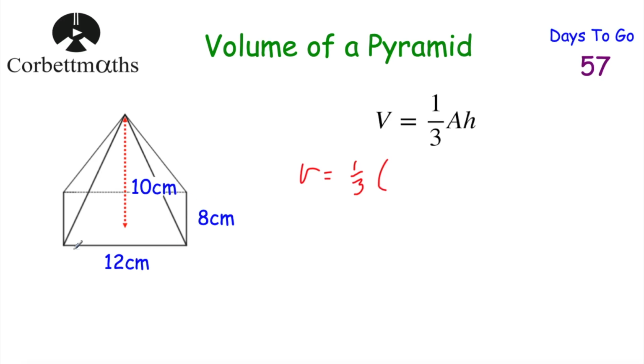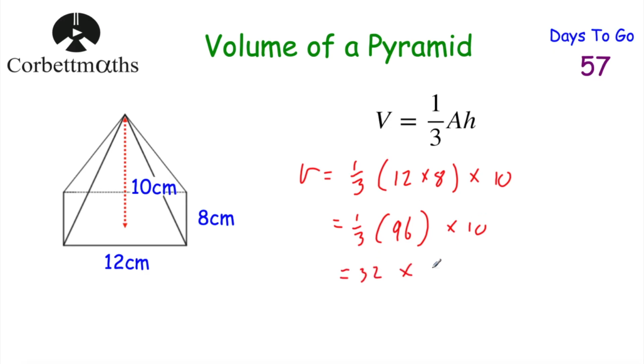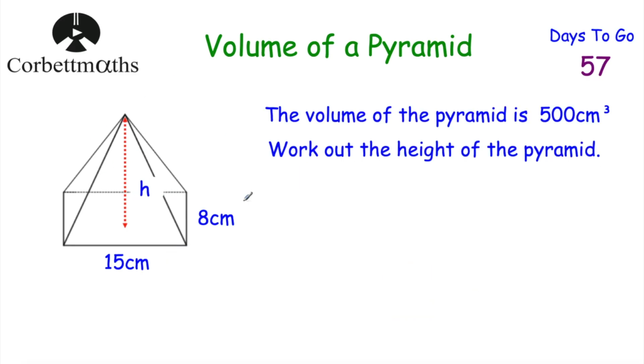The area of the base, because it's a rectangle, would be 12 times 8, and then we're going to multiply it by its height, which is equal to 10. So that means the volume would be a third. Now 12 times 8 is equal to 96, so it's a third of 96 multiplied by the height. You could do 96 times 10, which is 960, and then divide by 3. I'm going to do 96 divided by 3 first of all. I'm going to get a third of it, which is 32, and then multiply by 10, the height, and 32 times 10 is equal to 320 centimeters cubed. So if you got 320 centimeters cubed for the volume of that pyramid, well done. Okay, let's have a look at our next question.